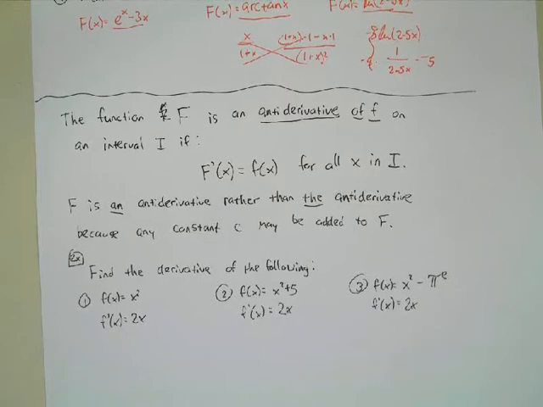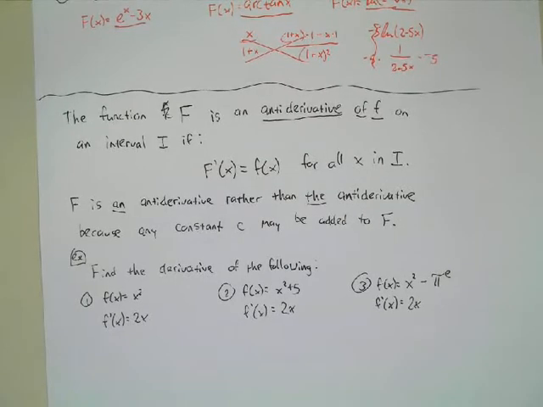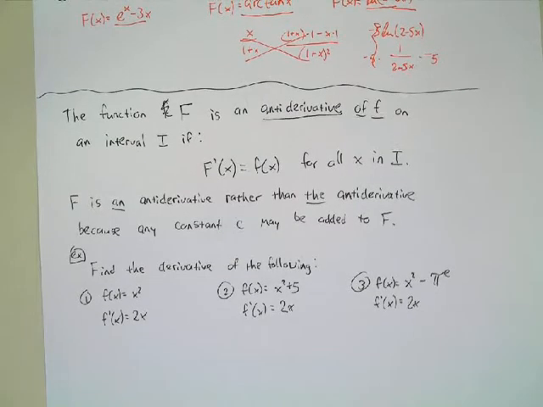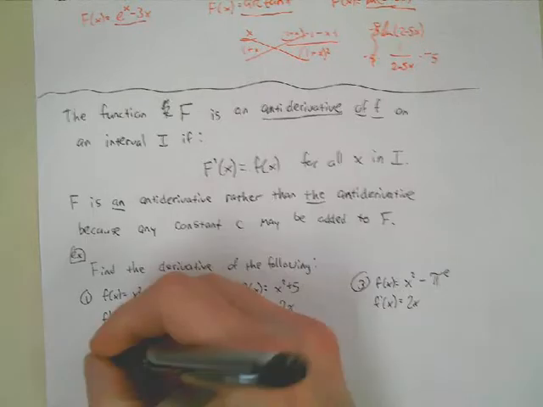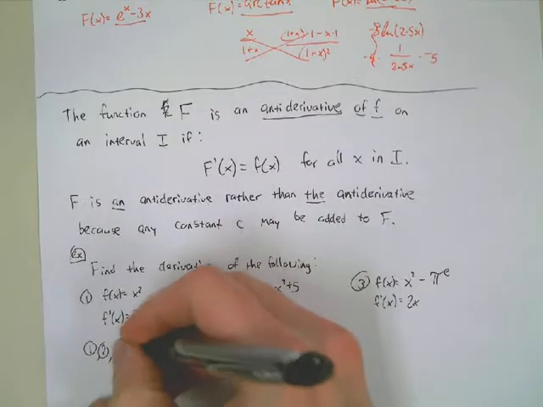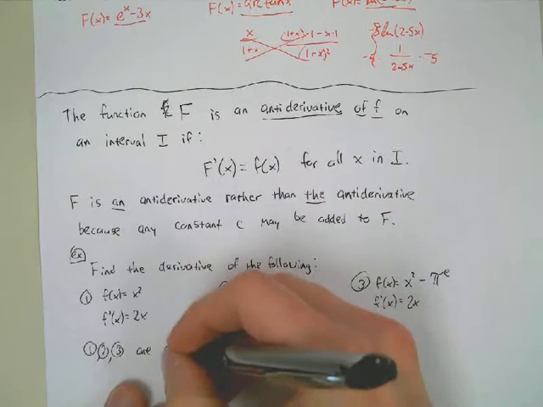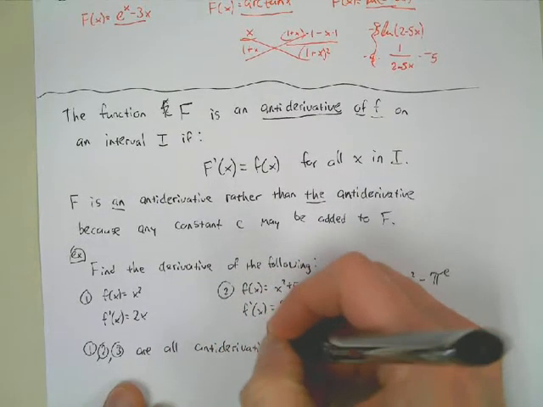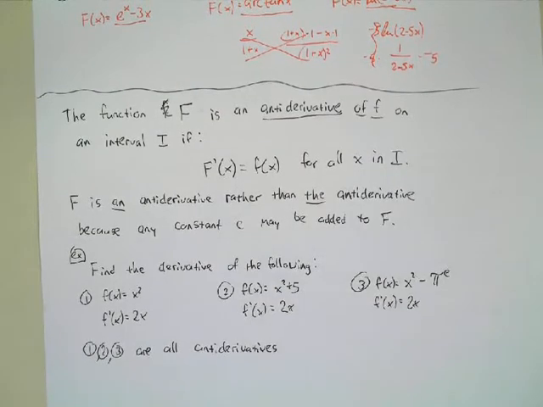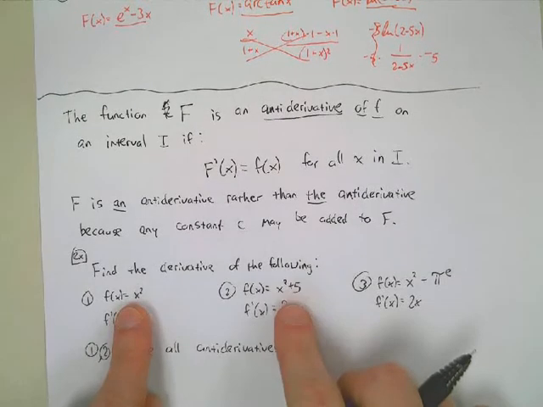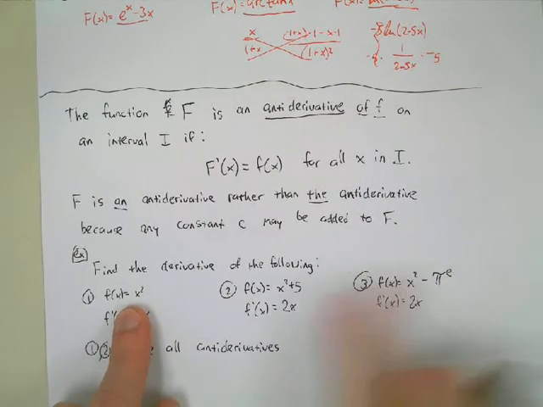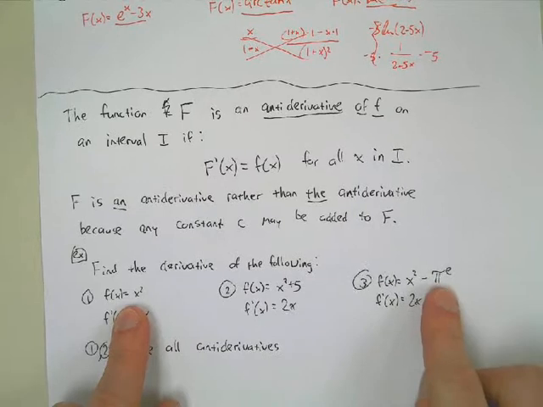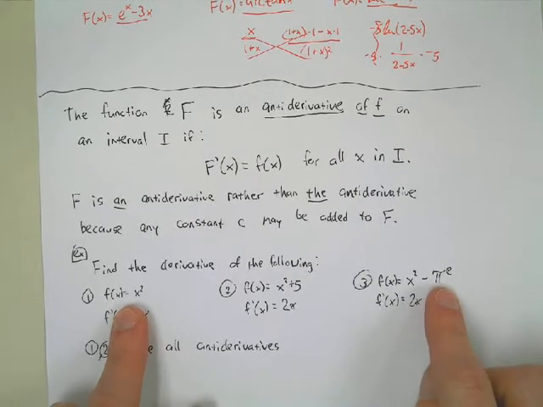What do we notice about the derivatives of these three functions? They're the same. They are exactly the same. So 1, 2, 3 are all antiderivatives of what? x squared plus C. So x squared, x squared plus 5, and x squared minus pi to the e, these three functions that we started out with, they are all antiderivatives of the same thing. They are all antiderivatives of what? 2x.